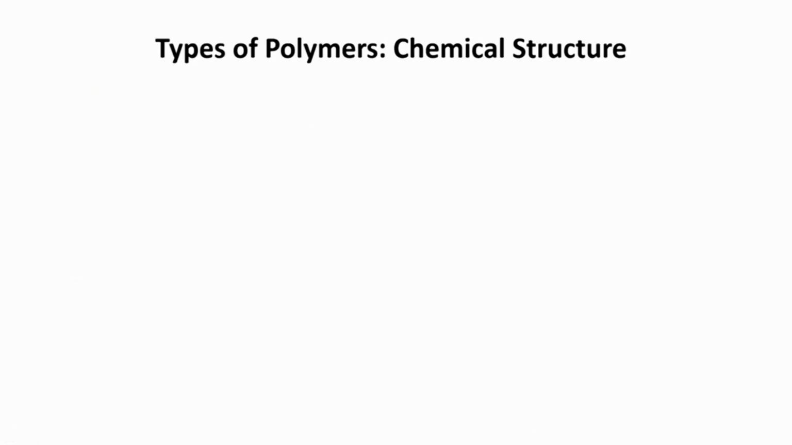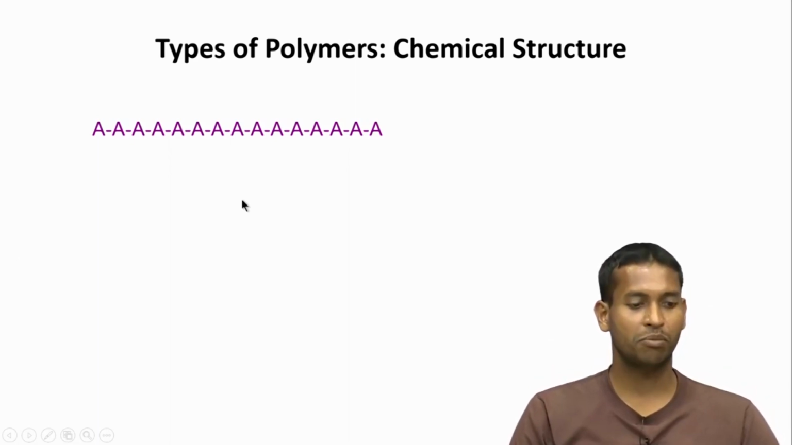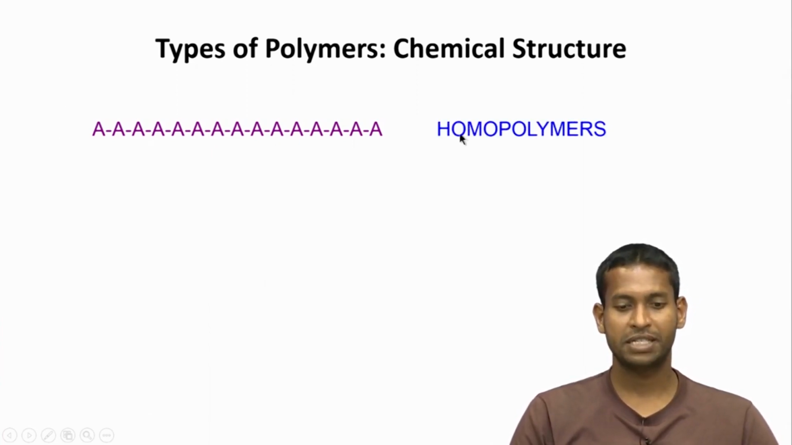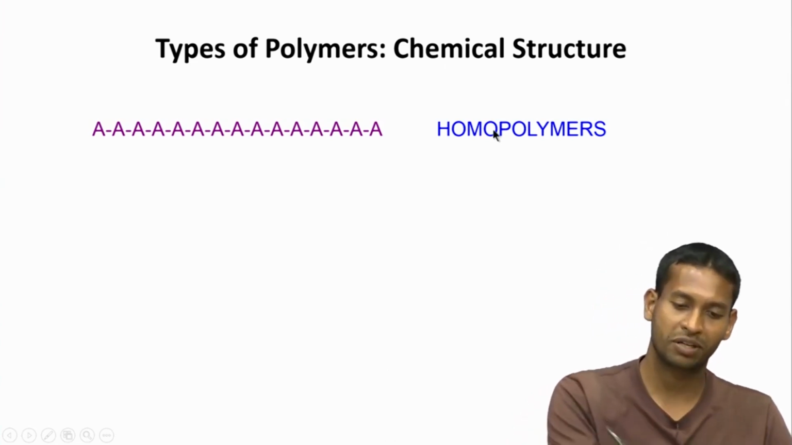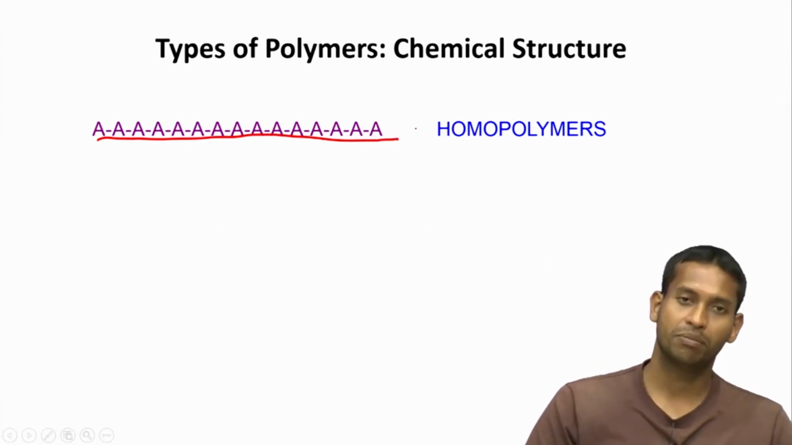So, what are the different types of polymers? In terms of the chemical structure, you can have a polymer in which there is a single monomer called A, which is being connected like this in this format. This is one type. These are called homopolymers. They are called homopolymers because all of the molecules here are the same monomer.